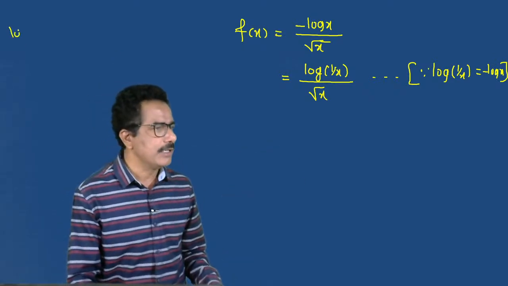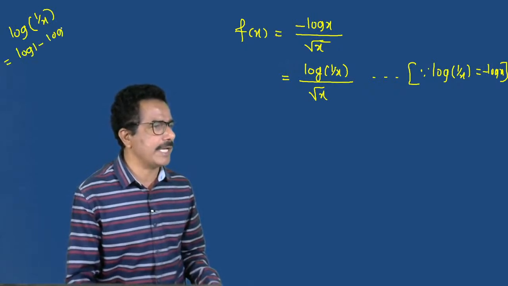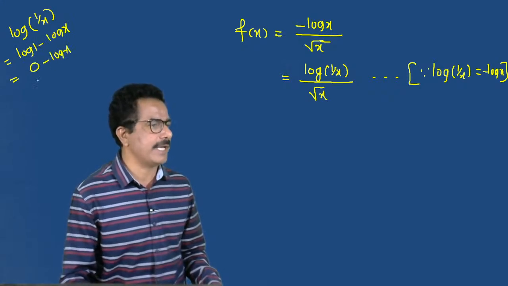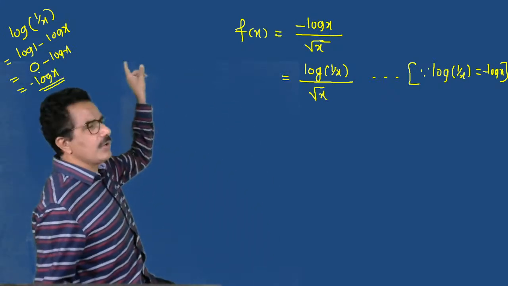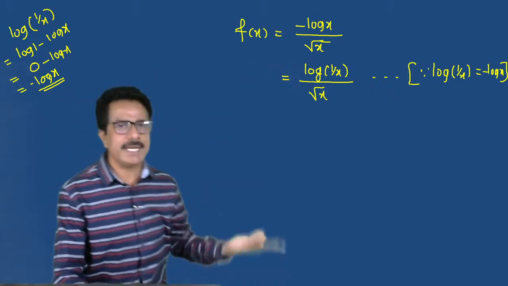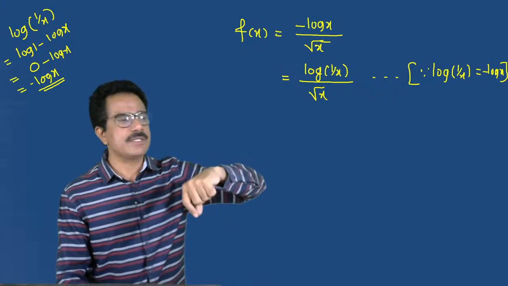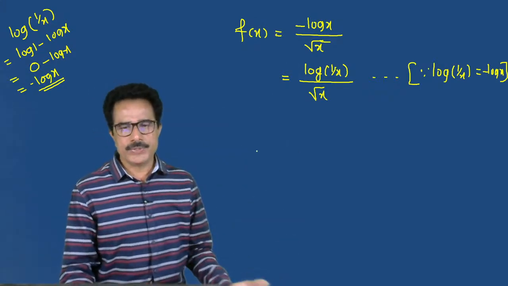How to write this? Log of 1 by x can be written as log 1 minus log x. The value of log 1 is 0, minus log x, that is equals to minus log x. See this, students. So log of 1 by x means minus log x. So we can write minus log x as log of 1 by x.